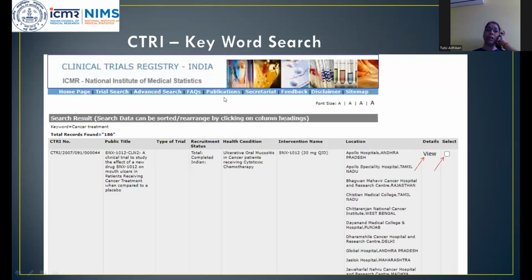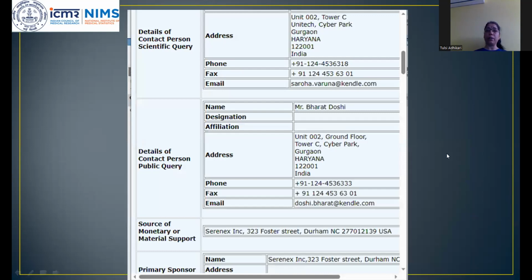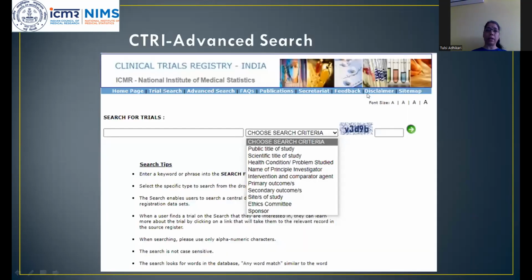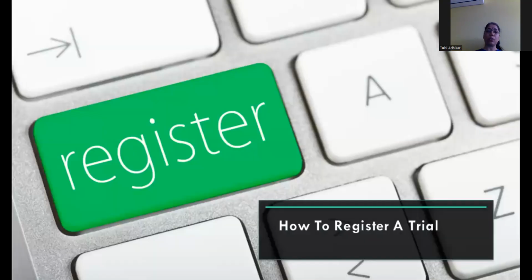Once you enter the keyword, accordingly the CTRI number and the public title will be displayed. All the trials which are meeting your keyword search will be displayed here. After clicking on the select box, you can get the details about the trial. All the contact details are also visible, and you can call those contact persons or send email to them. So that is the thing. We have the advanced search option also, and the trial search option also.